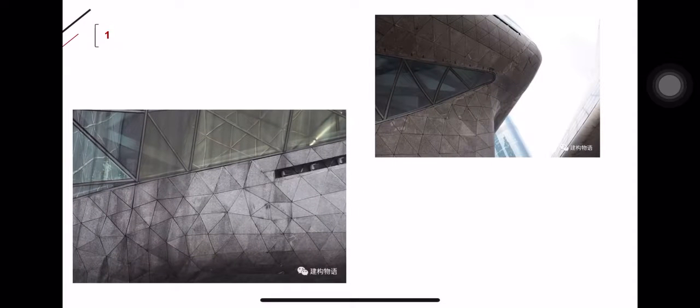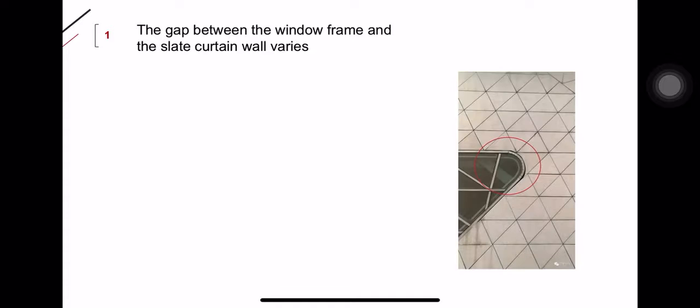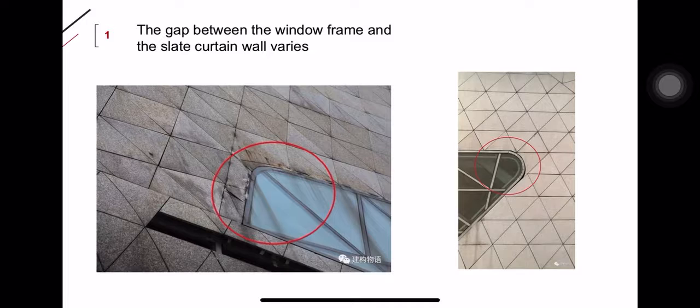From a distance, you can feel the unusualness of the building, but always feel something is wrong. Is it too dirty, too rough? Then what? The gap between the window frame and the slate curtain wall is different, and some covered window frames are simple and rough, or even directly cut and spliced in straight lines.